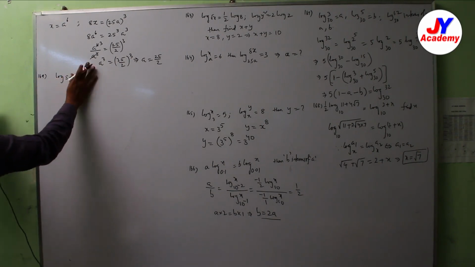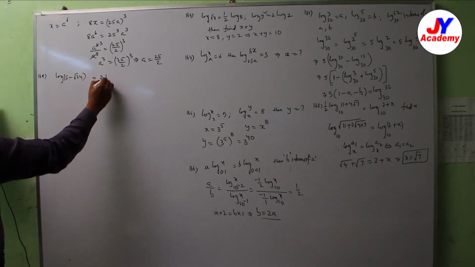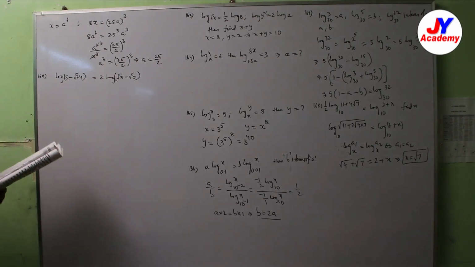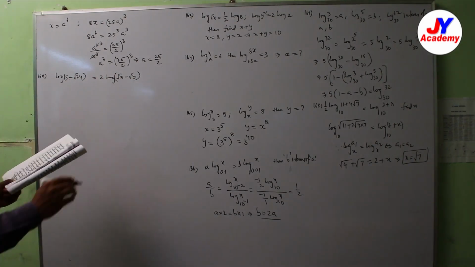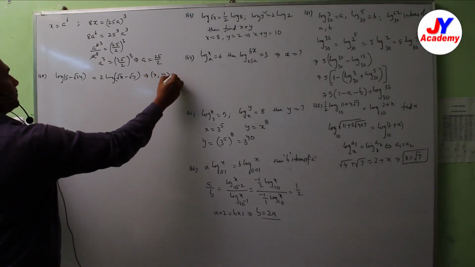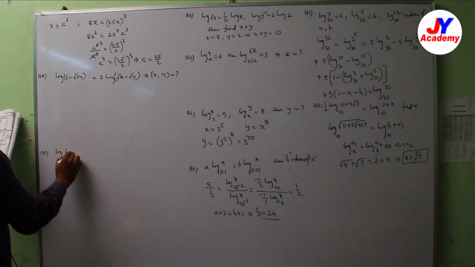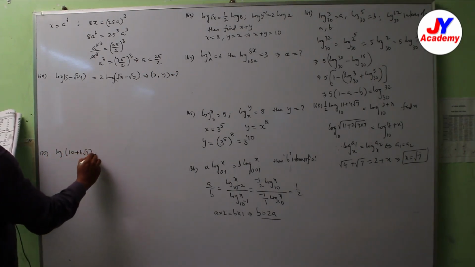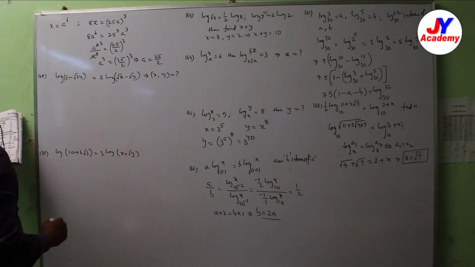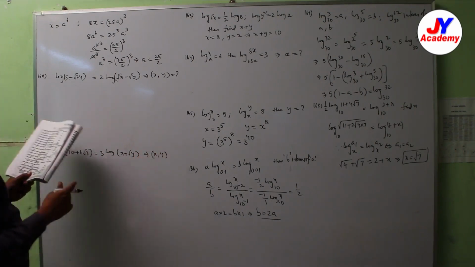Now, half log (5 minus root 24) is equal to 2 log (root x minus root y). Root x minus root y. Then find xy. Next, log (10 plus 6 root 3) is equal to 3 log (x plus root y). Then what is xy?